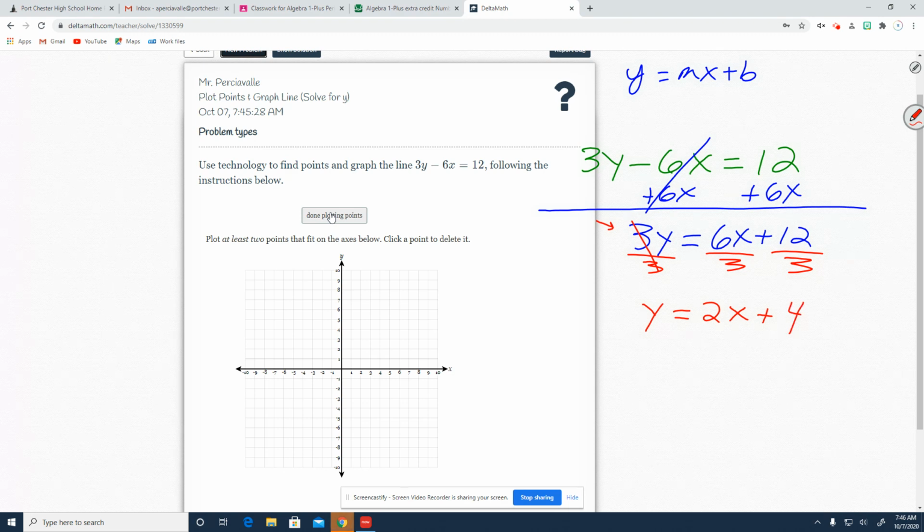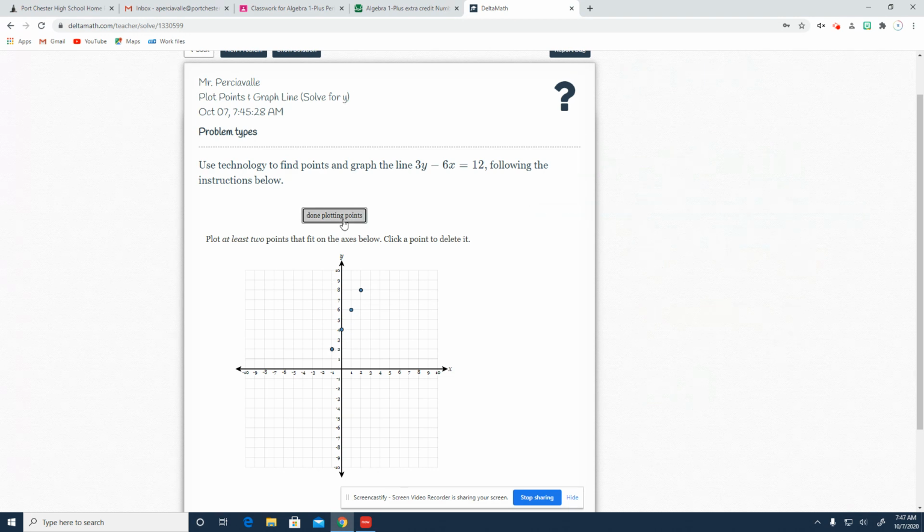Now I have my equation in y equals mx plus b form. 2 is my slope, 4 is my y-intercept. So I'm going to go to my graph, go to my y-intercept of 4, and put a dot. Now my slope is 2. Remember, if our slope is 2, we treat that as 2 over 1. So we go up 2, right 1. Up 1, 2, right 1. Up 1, 2, right 1. We can also go down 1, 2, left 1. Then we hit done plotting points.